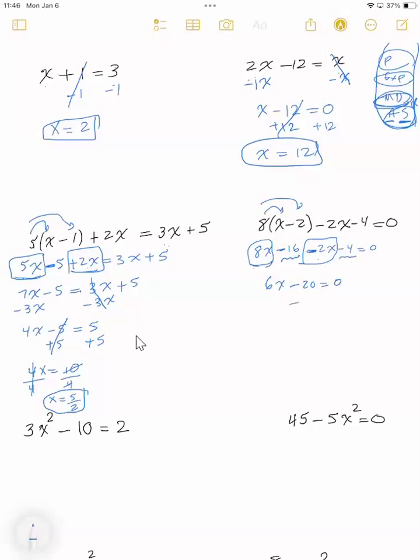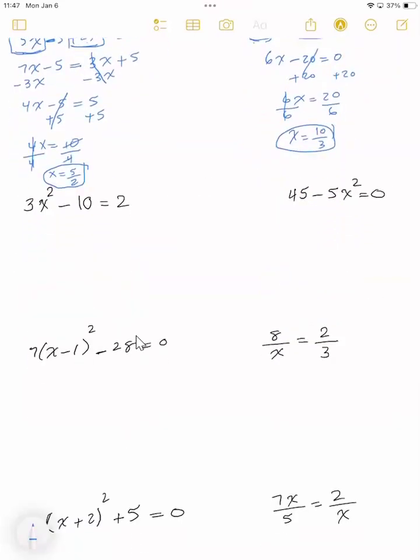We are going to add 20 to both sides. We get 6x is 20. We divide both sides by 6. 20 and 6 can be reduced. Both are divisible by 2. I get 10/3.